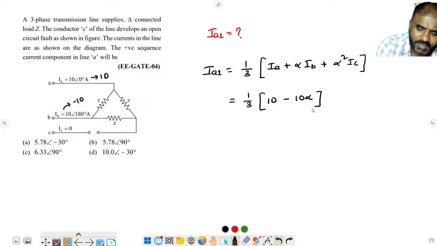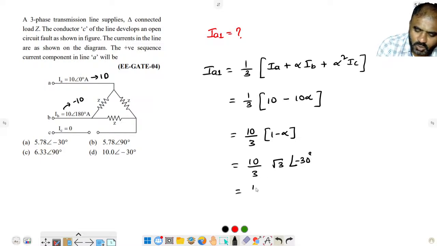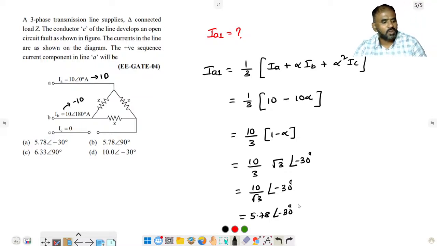IC is 0, forget it. If you take 10 common, we get 10 by 3 times 1 minus alpha. What is the value of 1 minus alpha? You remember, in yesterday's class we discussed, it is root 3 at an angle minus 30 degrees. So we get 10 by root 3 at an angle minus 30 degrees, that is 5.78 at an angle minus 30 degrees. That is the answer, so the option is A.